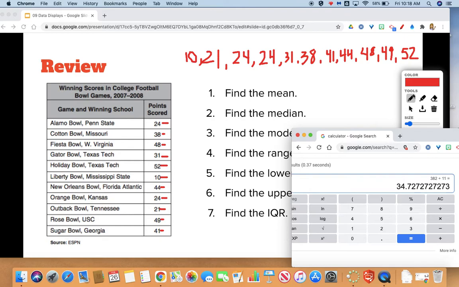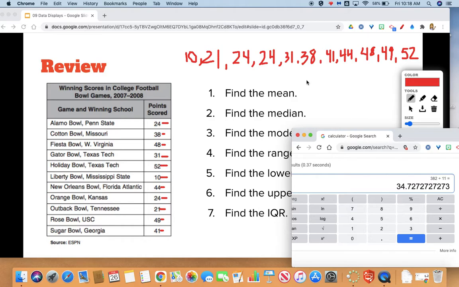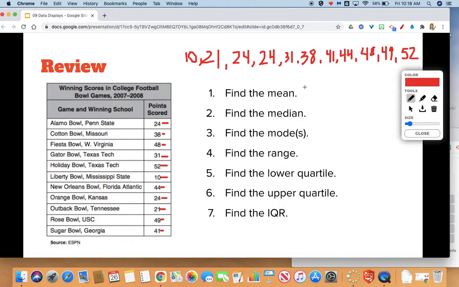My mean is kind of a strange number. That's okay, that will sometimes happen. It looks like I'm getting 34.72 repeating. So I'm just going to round that to 34.7. You could also do 34.72 or 34.73.